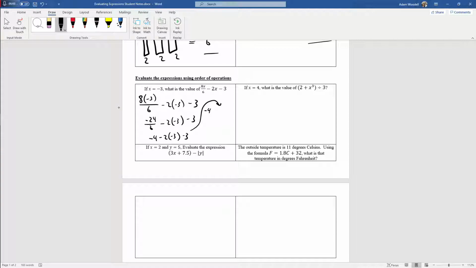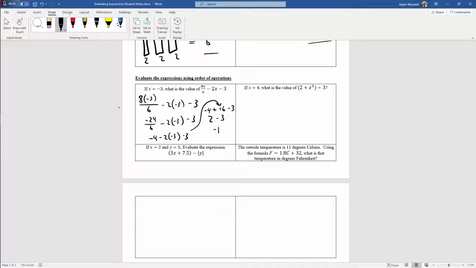But I know I'm starting with negative 4, and then I've got minus 2 times negative 3. Well, 2 times negative 3 is negative 6. So I've got minus negative 6, and then minus 3 at the end, and now I've got all addition or subtraction, so let me work through that. Negative 4 minus negative 6 is really the same thing as negative 4 plus 6, which is 2, minus 3, and then 2 minus 3 gets you negative 1.